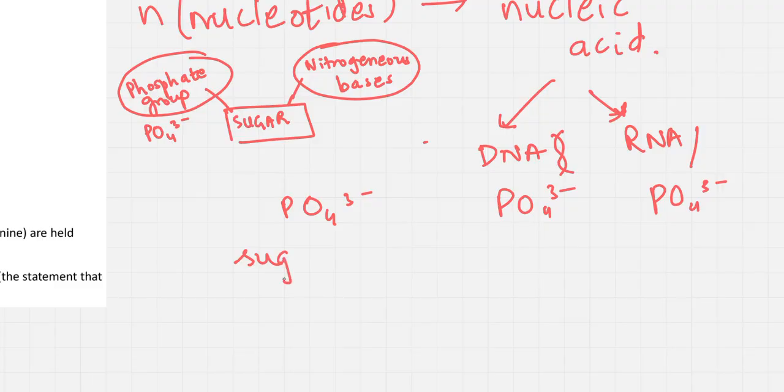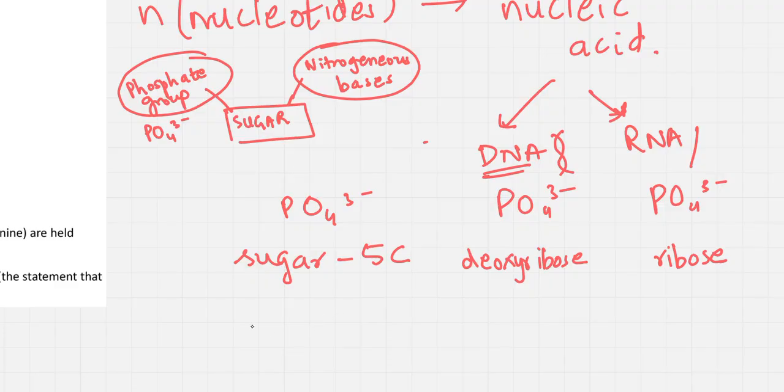Then the sugar. The sugar present in nucleic acid is a 5 carbon sugar. The sugar present in DNA is known as deoxyribose, and the sugar present in RNA is known as ribose. Why do we call it deoxy? Because it has one oxygen less.